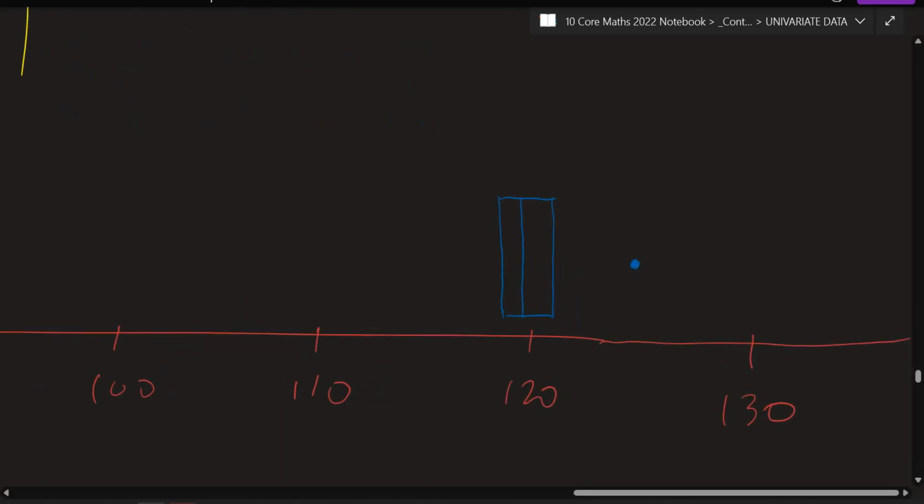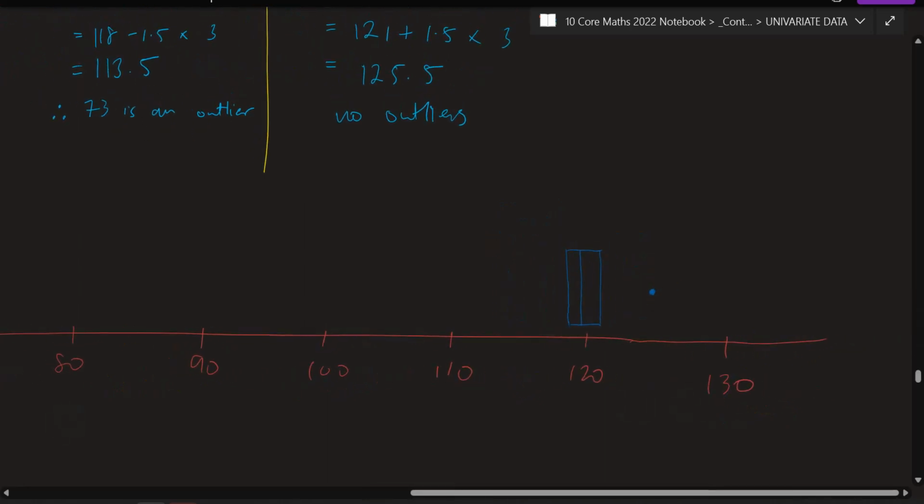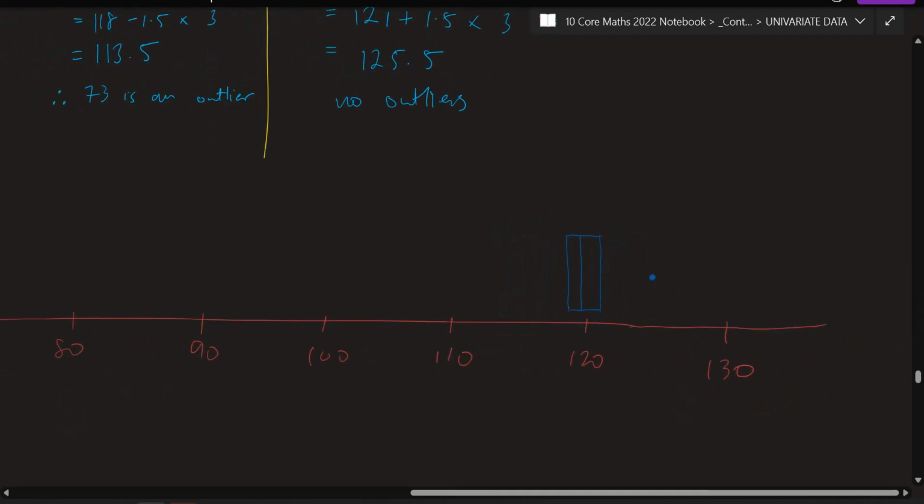Sometimes your boxes are going to be wider. It really depends on your number scale. This one looks really skinny. Well, that's okay. So that's what my box should look like, depending on your data. Now, one thing you need to add, the very last thing, is you need to draw the whiskers that go like this.